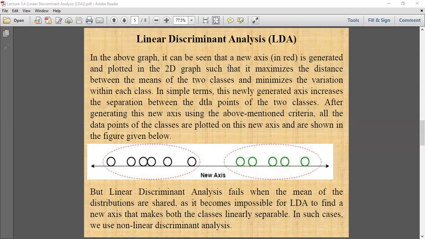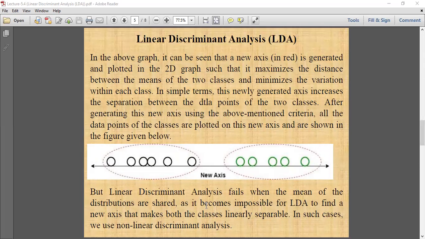So it can be seen that a new axis in red is generated and plotted in the 2D graph such that it maximizes the distance between the means of the two classes and minimizes the variation within each class. In simple terms, this newly generated axis increases the separation between the data points of the two classes. After generating this new axis using the above mentioned criteria, all the data points of the classes are plotted on the new axis, and this is the figure. This is a different class and this is a different class.